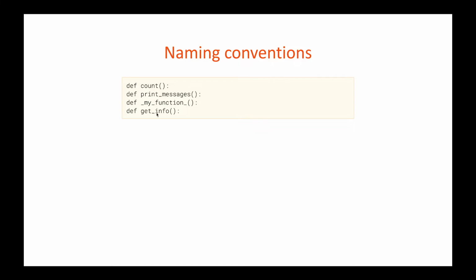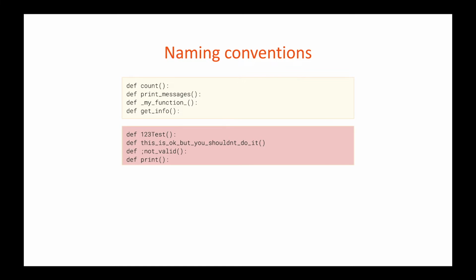And something like get info, it's very representative. You kind of know already, based on the context as well, what the function will do. Now here are some examples that you should not or cannot give as names to your function. So for instance, 1, 2, 3 test, that will not work because it starts with a number instead of a letter or an underscore. This example, this is okay, but you shouldn't do it. You shouldn't really have functions named like this.